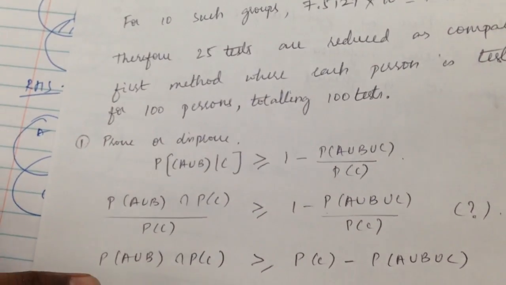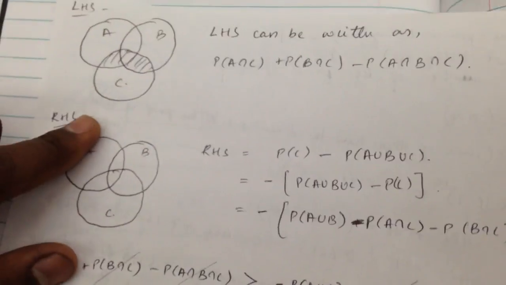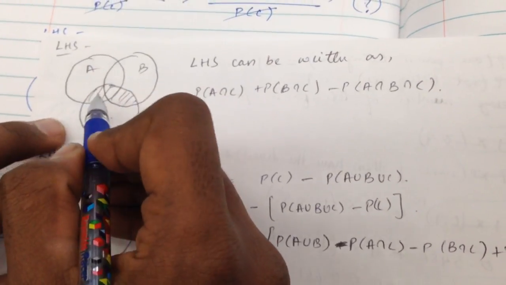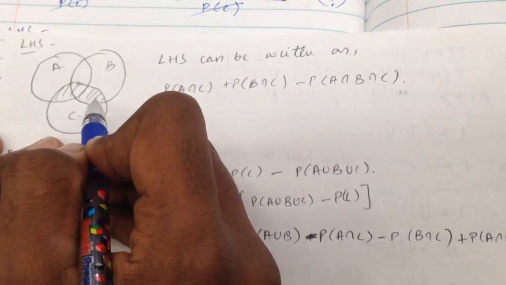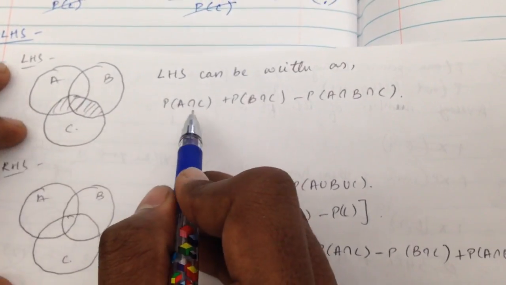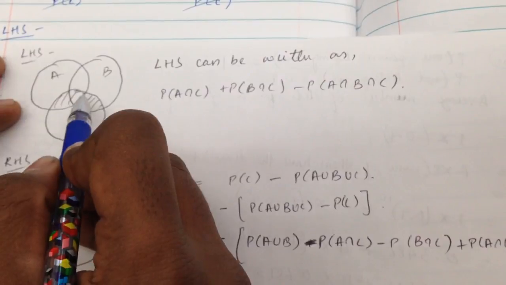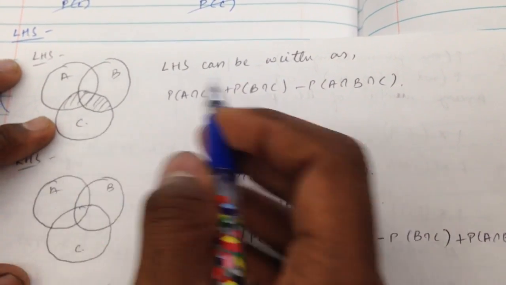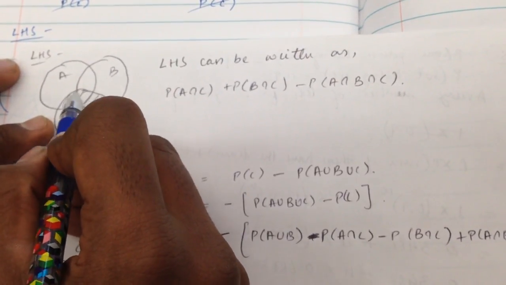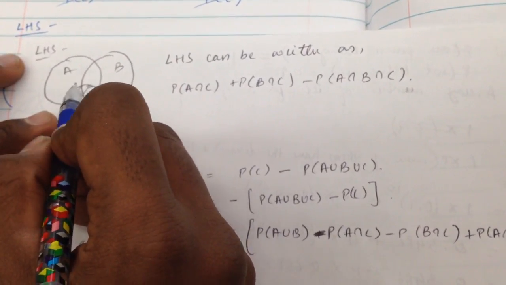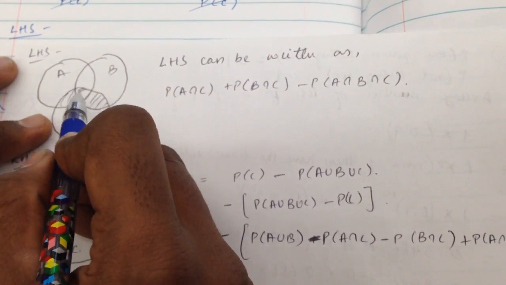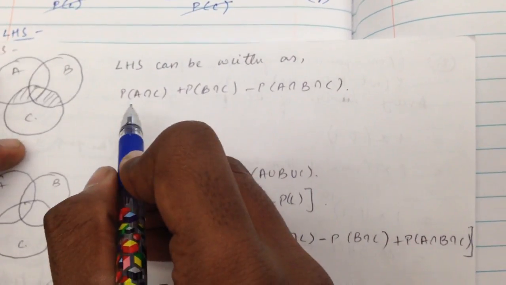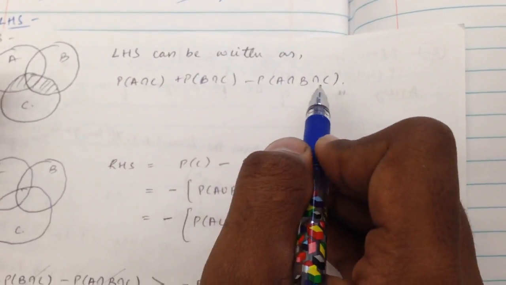union B intersection C, which is nothing but P of A union B intersected with C, this area. This area can also be written as P of A intersection C, which is this area, plus P of B intersection C, which is this area, and we need to subtract the intersection of all three, since it is added twice when we added these two terms together. So we get the expression of LHS as this.